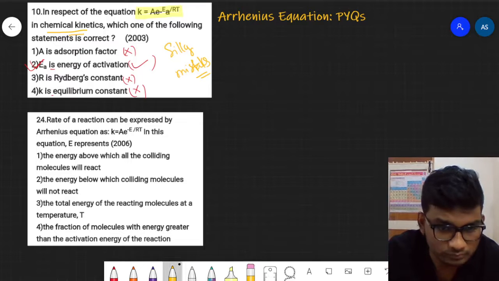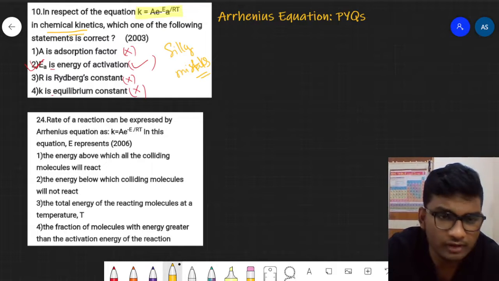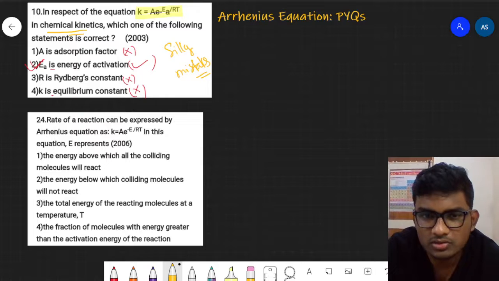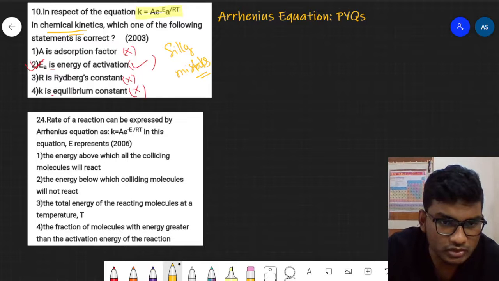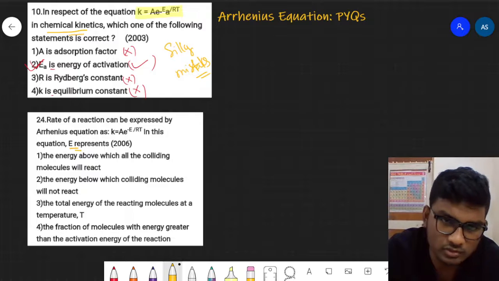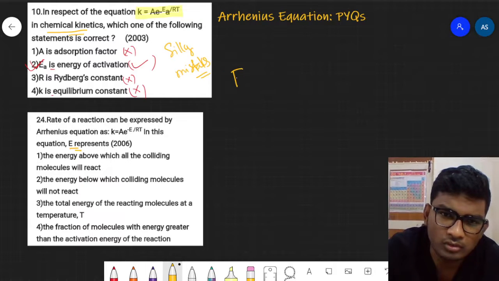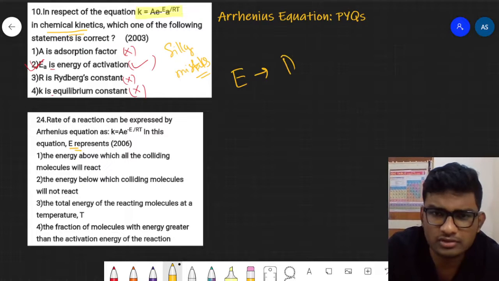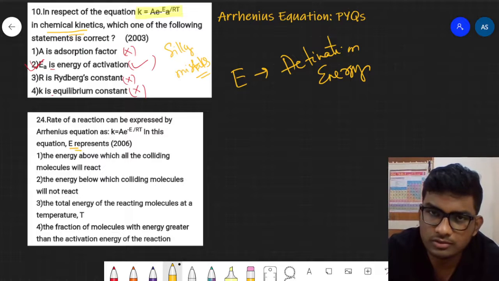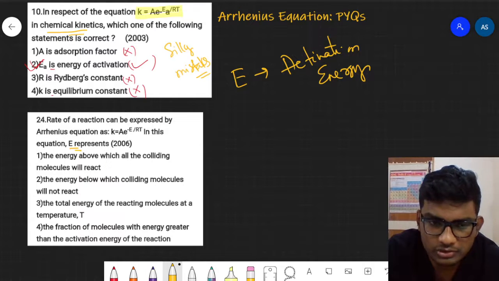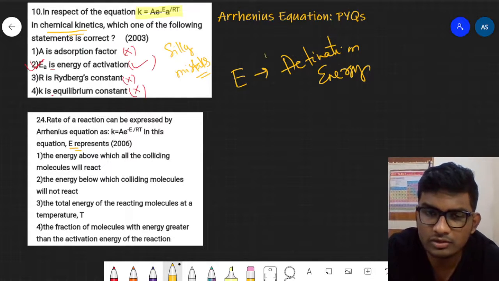What is the next question? I have taken this question intentionally so that I can explain the activation energy properly. Rate of reaction can be expressed by the Arrhenius equation. In this equation, what does E represent? We all know that E represents activation energy, but in the options it is not mentioned as activation energy.